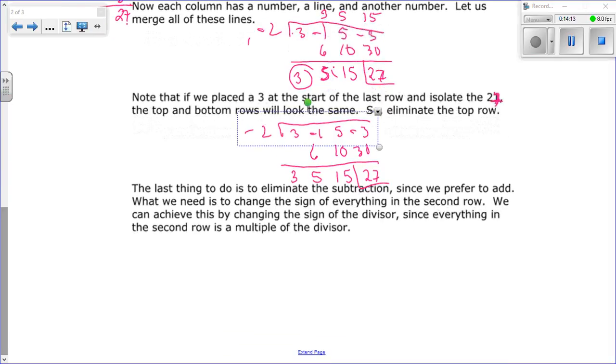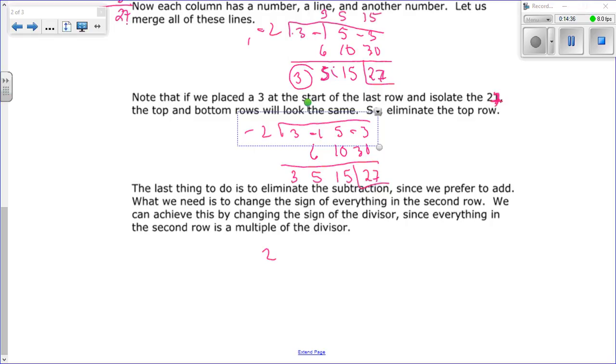So the last thing we need to do is to eliminate the subtraction since we prefer to add. And what we need to do is change the sign of everything in the second row. And we can achieve this by changing the sign of the divisor, since everything in the second row is a multiple of the divisor. So that means I'm going to have a 2 on the outside.